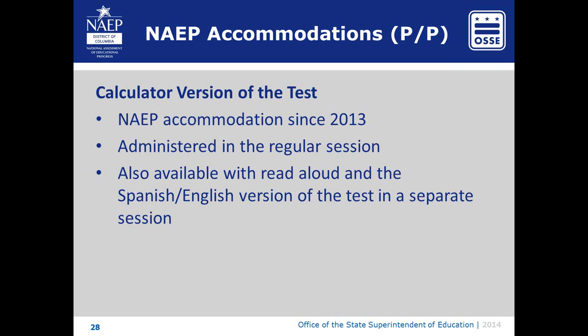NAEP introduced the calculator version of the test in 2013. Students who require a calculator for both cognitive sections will be assigned a booklet with 2 calculator blocks. This accommodation can be used in the regular session. In addition, a calculator version of the test will be available with read aloud and Spanish-English version of the test. However, these booklets must be administered in a separate session.